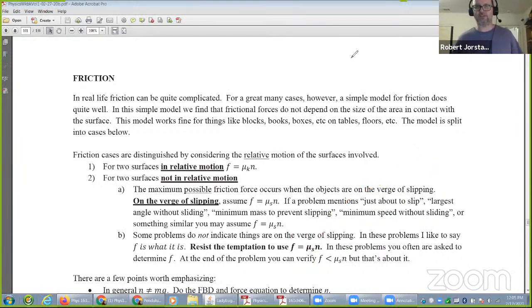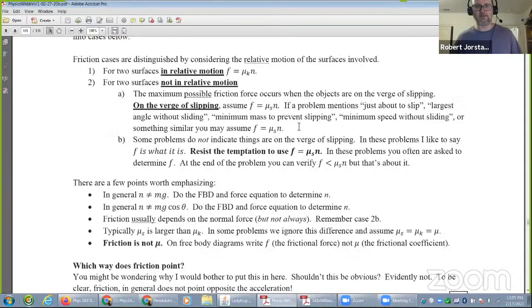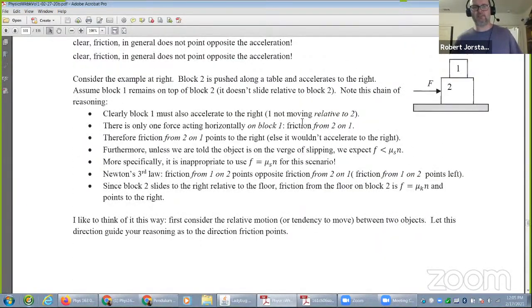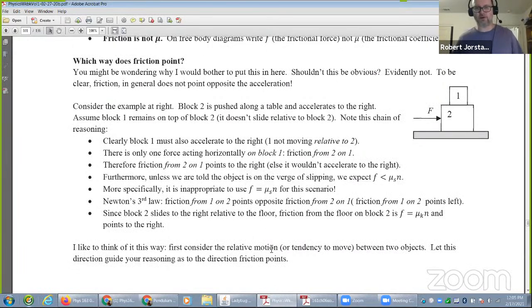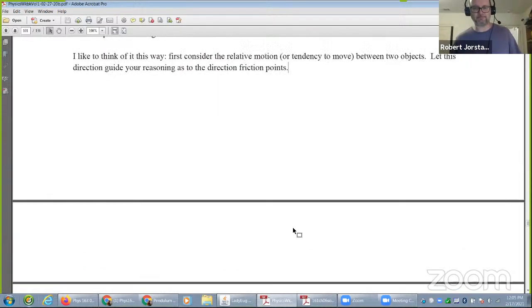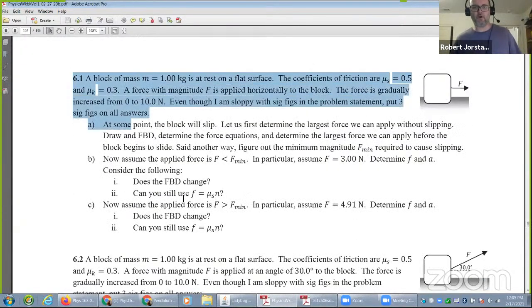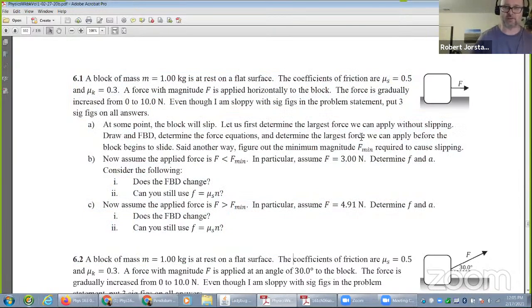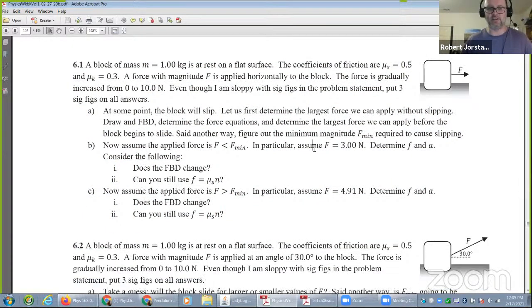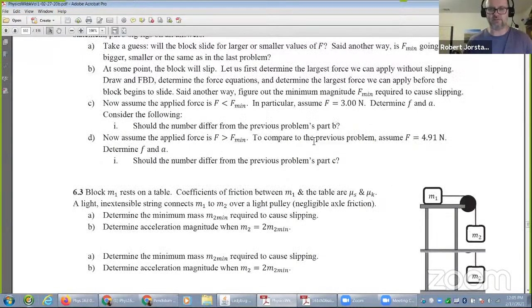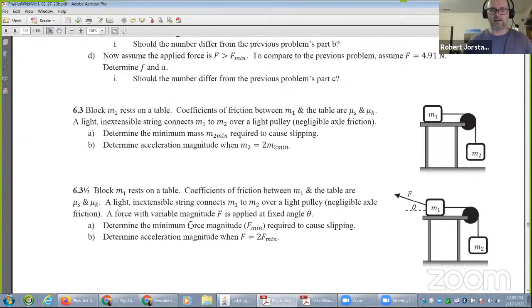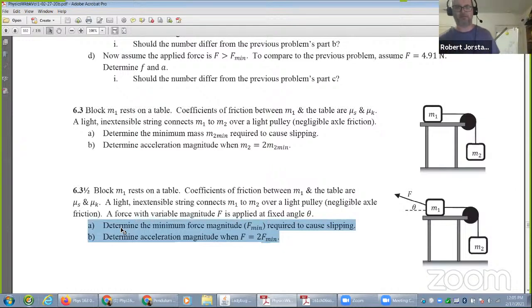So let's do some friction problems. And again, remember, friction points opposite the direction of relative motion or its tendency to move. Problems 6.1 and 6.2 are really good problems for you to start with that have numbers. I think last time we alluded to 6.3 or 6.3 and a half. I'm not sure which, but I updated this problem. Take a look at your workbook. Turns out I had a typo in that problem statement. So read the problem statement for 6.3 and a half, and you can update it.